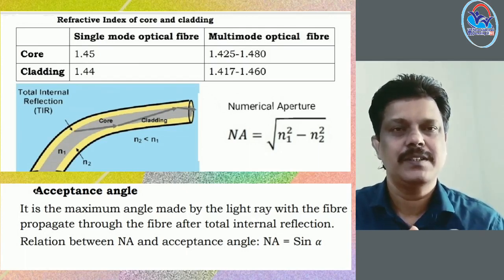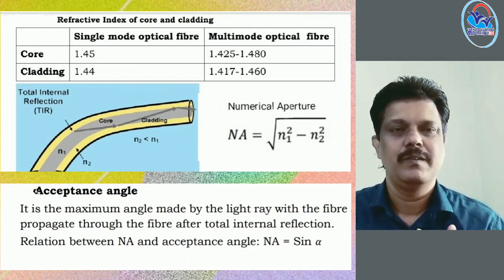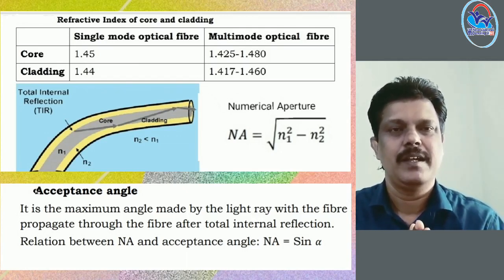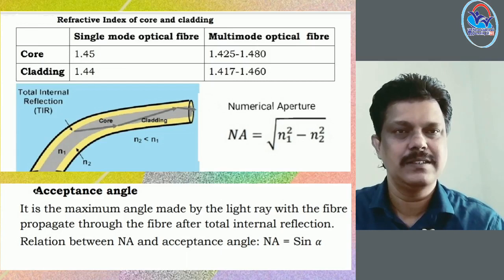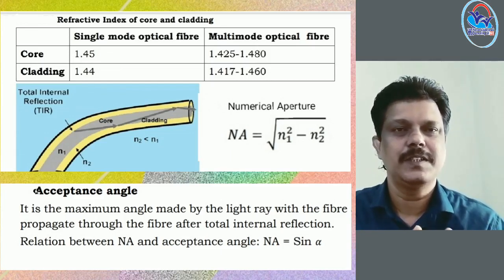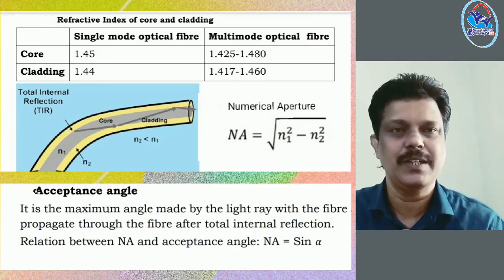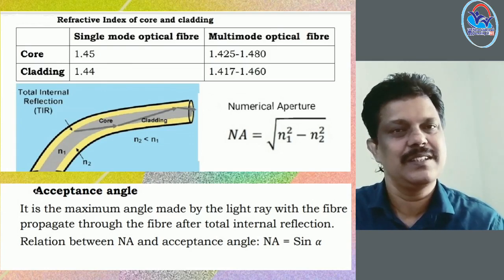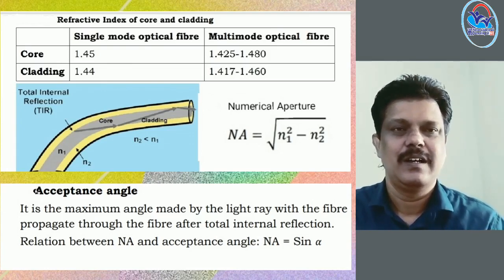Here, the refractive index of the core is more, we call it N1, and the refractive index of the cladding is less compared to the core, we call it N2. We know the difference between these two refractive index values is related to the numerical aperture. Numerical aperture decides how much light will get into the optical core.